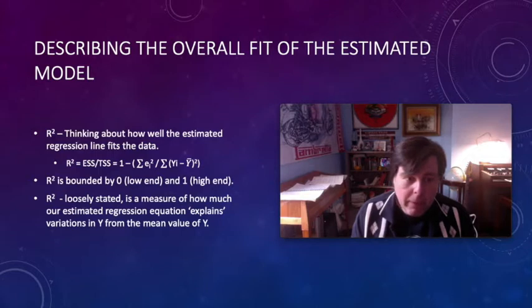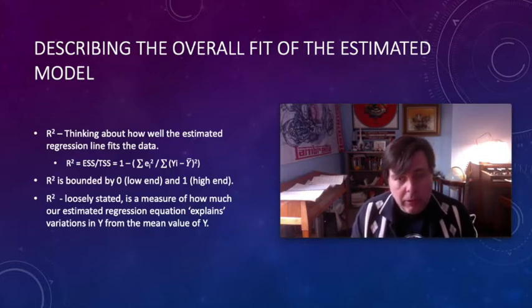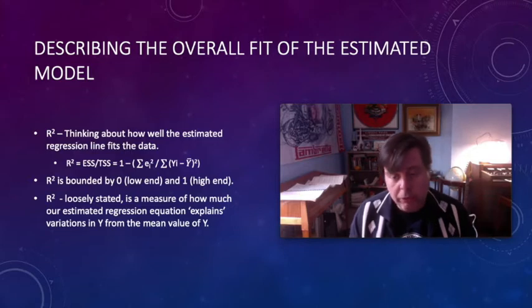Now, of course, that's bounded by 0 and 1. 0 means our independent variables don't explain anything about the movement in y. And 1 on the high end would mean that our independent variables explain everything about the movement of y. Virtually always you're going to be somewhere in between. There are things that R-squared is telling you you're explaining, and other things that you're not able to explain.